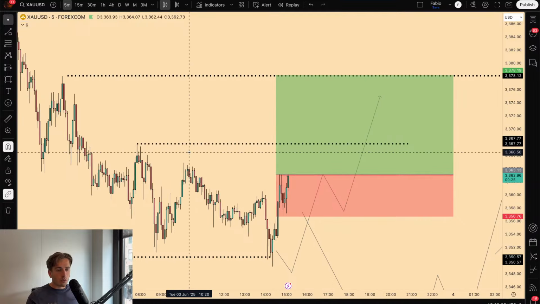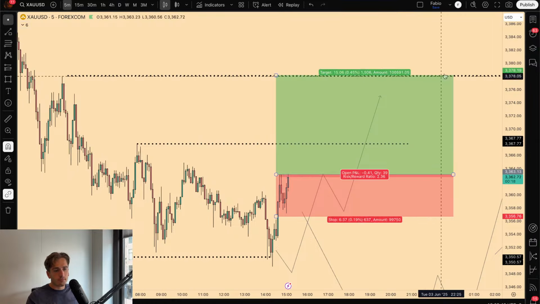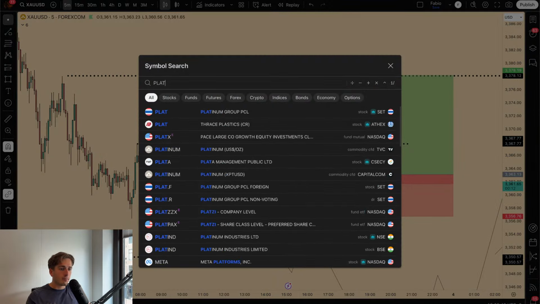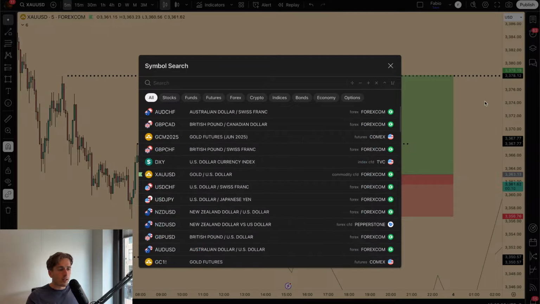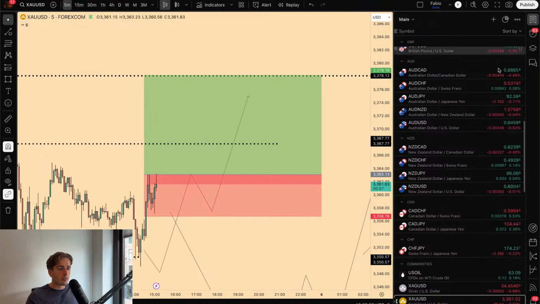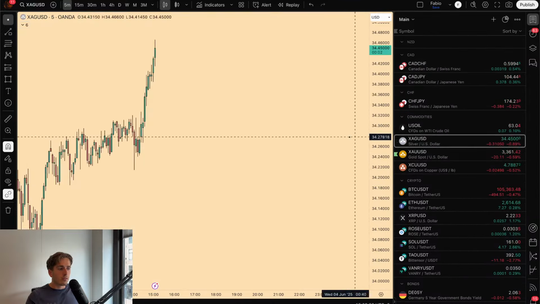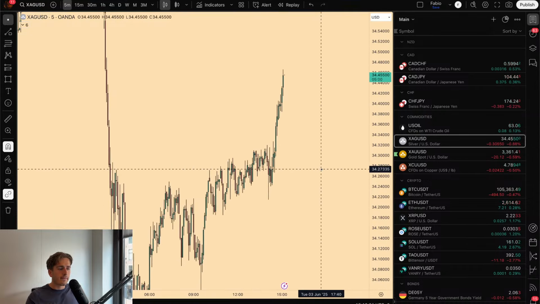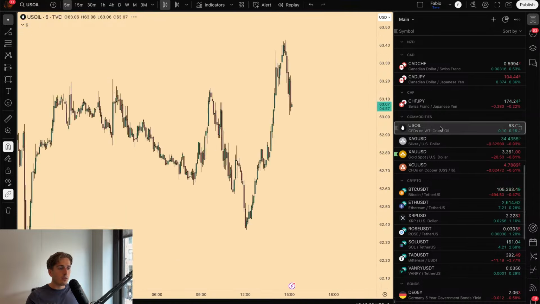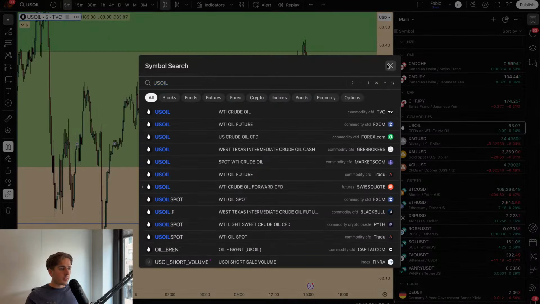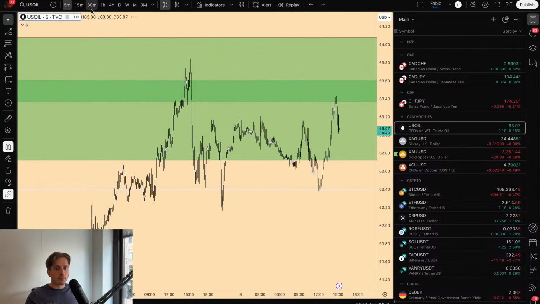Okay, let's see what gold does over here and if it's ready to continue pushing into New York. Platinum, let's have a look at platinum. I don't even know what the platinum symbol is. What's the symbol of platinum, guys? I'm not pretty sure what that is.